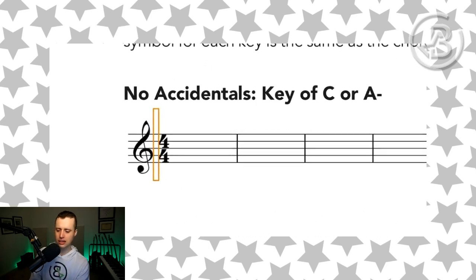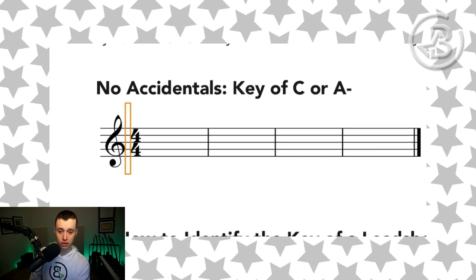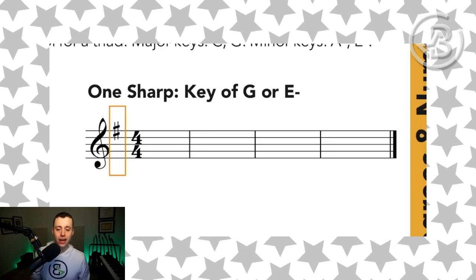Whenever you see this key signature, the first thing you're going to say to yourself is, okay, the key is either C major or A minor. If you see one sharp in the key signature, you're going to say to yourself, okay, the key is either G major or E minor. It's one or the other. It's never going to be C major or A minor when you have one sharp, because there are no sharps or flats in the C major scale or the A natural minor scale.